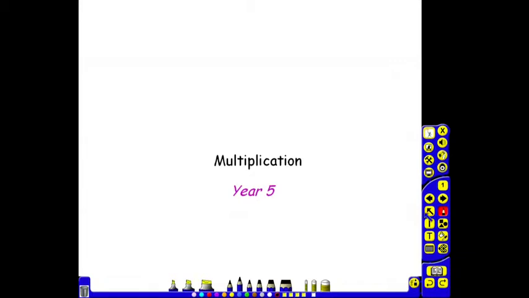Multiplication, Year 5. Multiplication in Year 5 continues from the method shown on the Year 4 video clip. Short, compact multiplication is continued in Year 5, but with larger numbers. So we would be multiplying 3-digit numbers by a single-digit number.